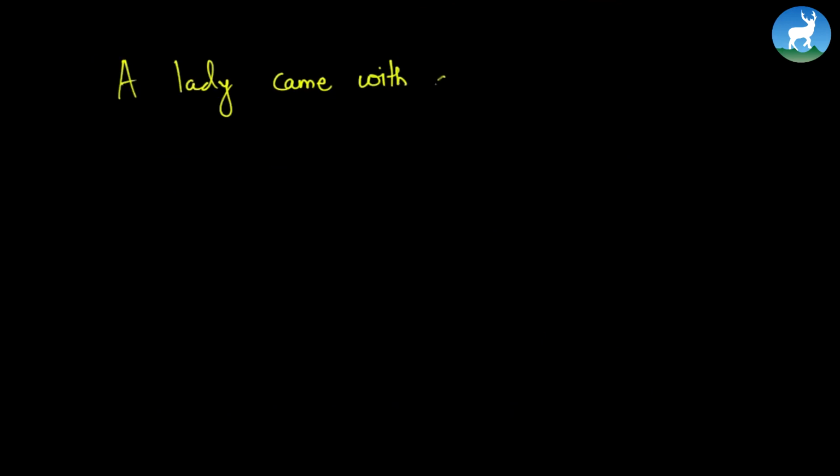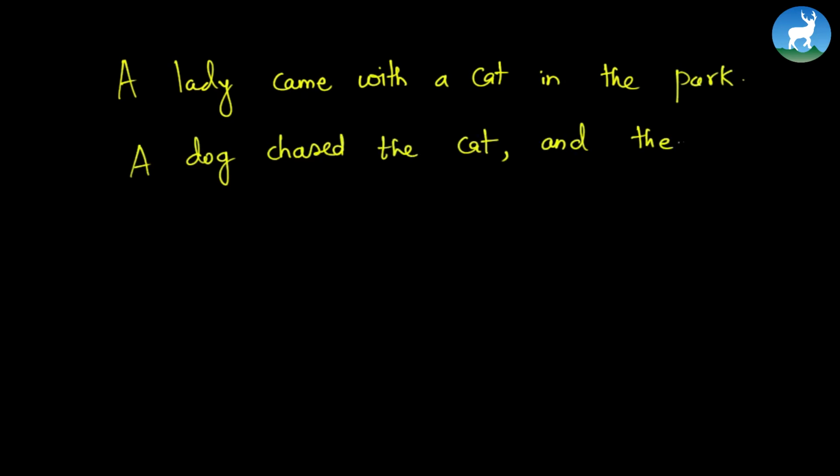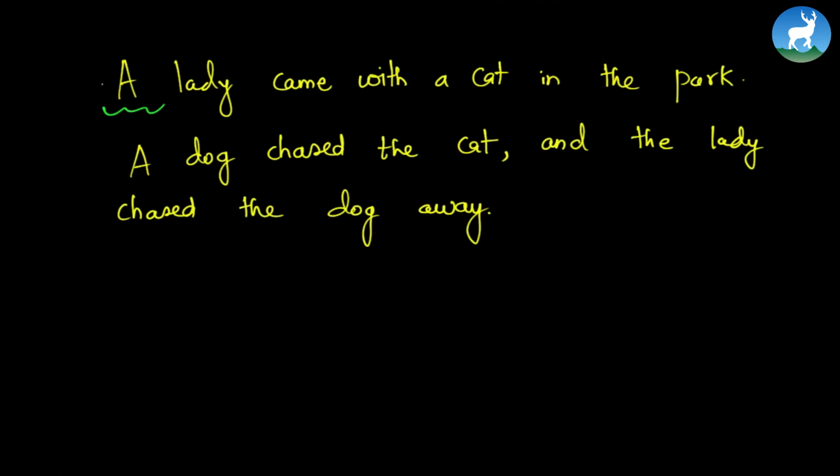A lady came with a cat in the park. A dog chased the cat, and the lady chased the dog away. Let's study this example. A lady. It could be any lady, not a fixed lady. We are referring to any kind of lady. This is generalization. A lady came with a cat. So any kind of cat, does not matter what cat, right? In the park. Now the park, this is a specific park. It could be UN Park. It could be the Garden of Dreams. It could be anywhere, a nice place where you can sit with a cat. So the park, we are talking about a specific park.